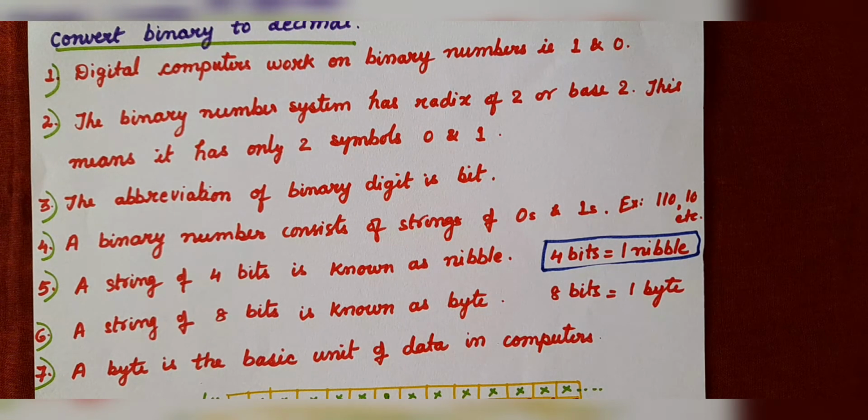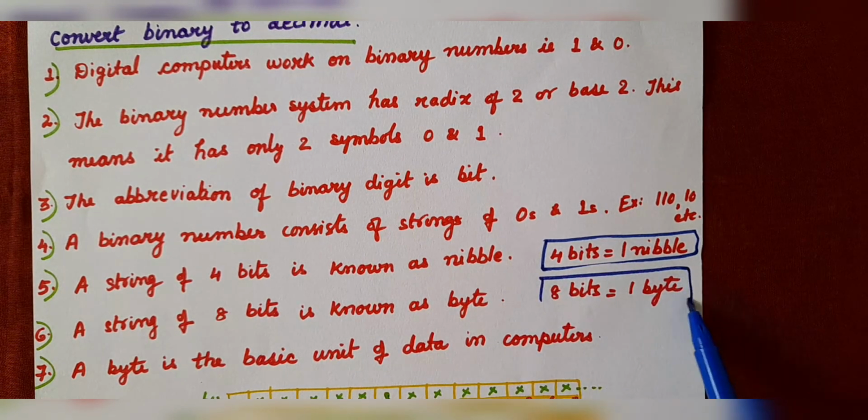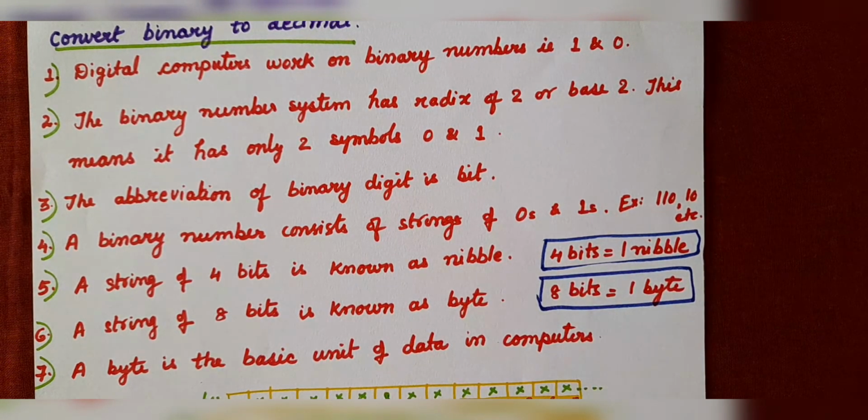Sixth point, a string of 8 bits is known as a byte. So 8 bits is equal to 1 byte. A byte is the basic unit of data in computers. Okay, so these are some of the important information regarding the binary number system. So 4 bits is equal to 1 nibble and 8 bits is equal to 1 byte.